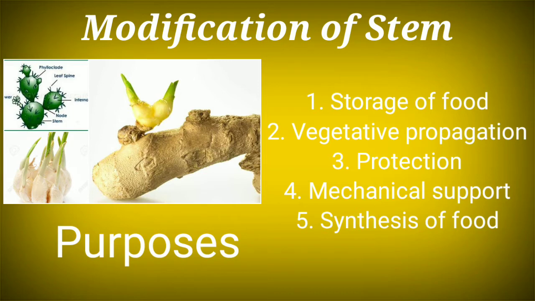As we know, one of the foremost purposes of modification of stem is the storage of food. They simply store food in the underground part of the stem, and in that we get the different modifications of underground stem. Similarly, the other purposes are vegetative propagation, where they can give rise to new individuals from the vegetative part of the stem, protection, mechanical support, and synthesis of food.